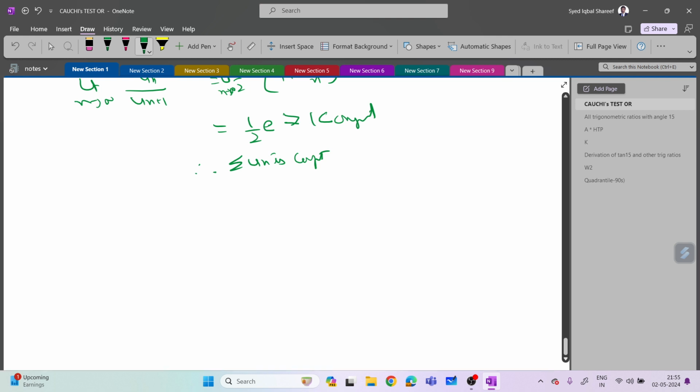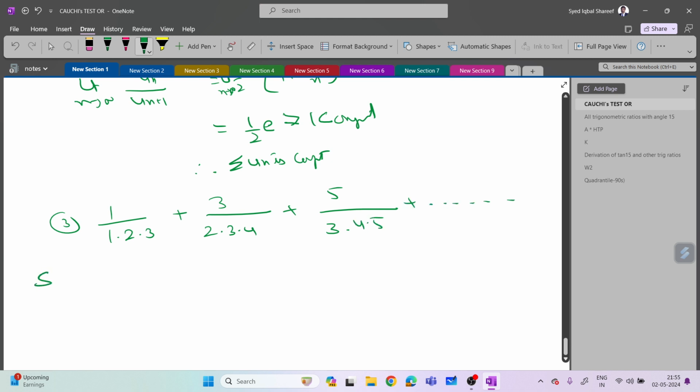One more problem we'll go. Let me go one more problem. 1 by 1 into 2 into 3, 3 by 2 into 3 into 4, 5 by 3 into 4 into 5, and so on. So it is a positive term series. Un equal to, it is an odd number, 1, 3, 5, so 2n minus 1, by n into n plus 1 into n plus 2.